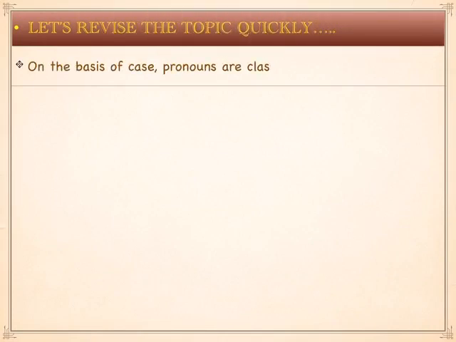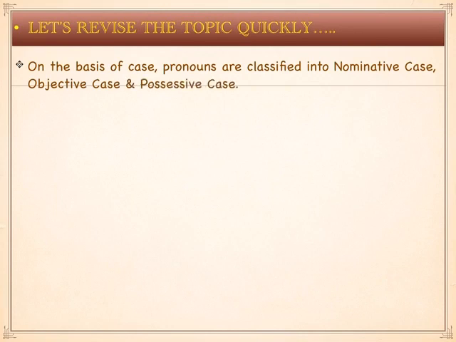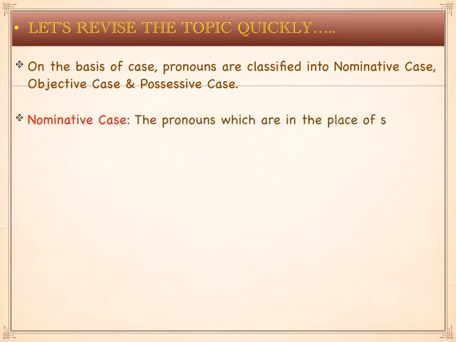We studied that on the basis of case, pronouns are classified into nominative case, objective case, and possessive case. Let's see nominative case. The pronouns which are in the place of subject are said to be of nominative case. For example, I, you, he, she, it, they, and we are considered as subject pronouns and so they are said to be in nominative case.